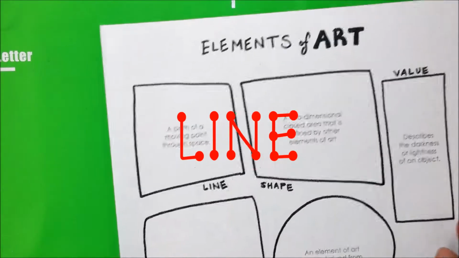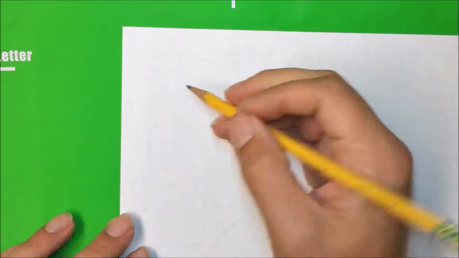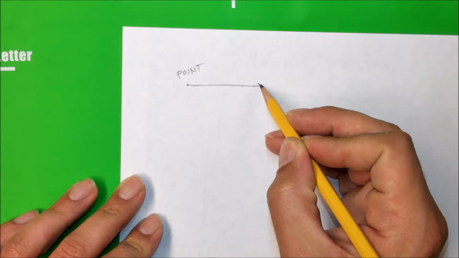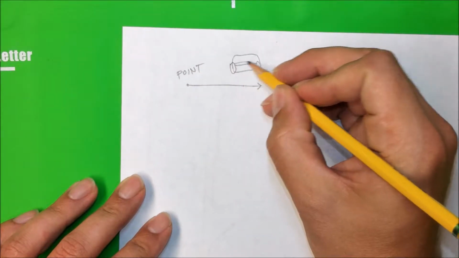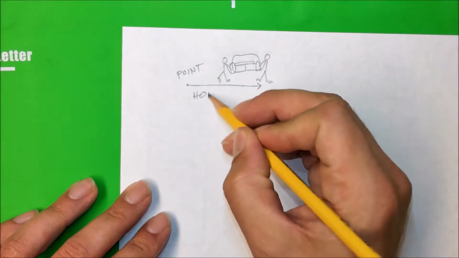The first one being line. Line is a path of a moving point through space. A point is just a dot. It has no dimensions. However, we can think of it like moving a couch around with a friend, is that a line traces the path of that point as we move it.